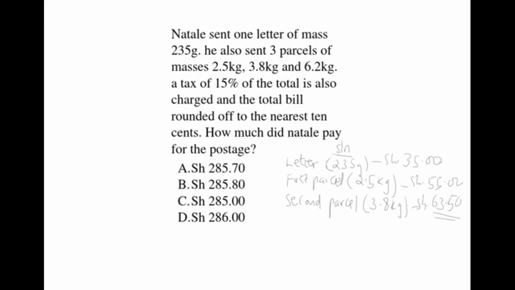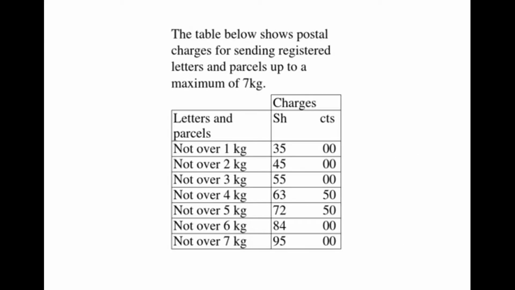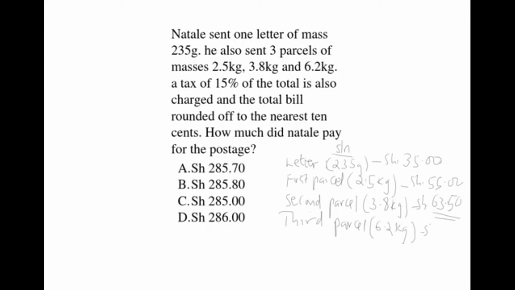Then we have the third parcel. The third parcel is of mass 6.2 kgs. So when we look at our table, this one will be 95 shillings. So that is the bill for Natale for sending the parcels.